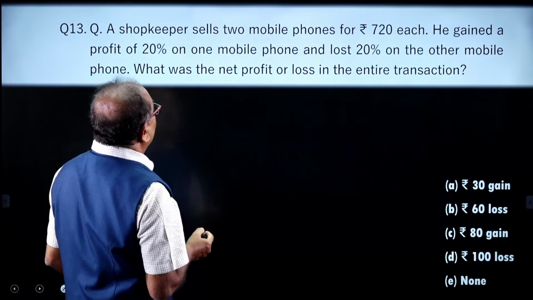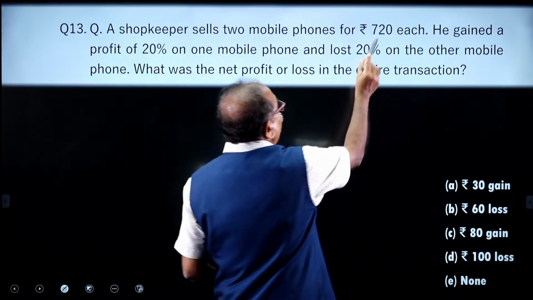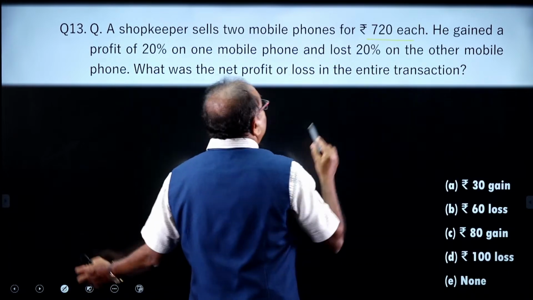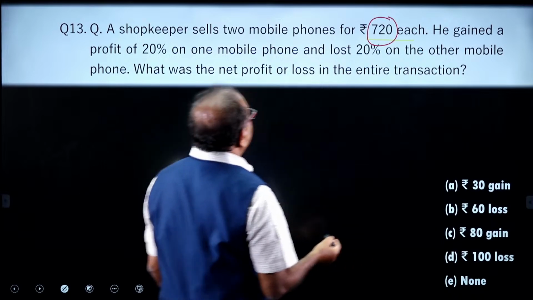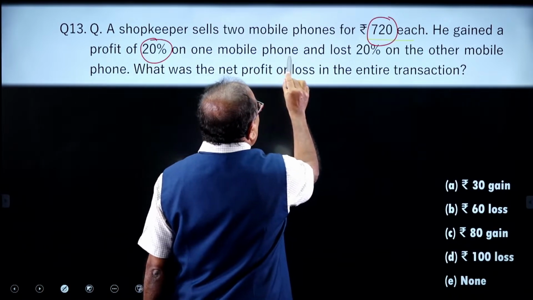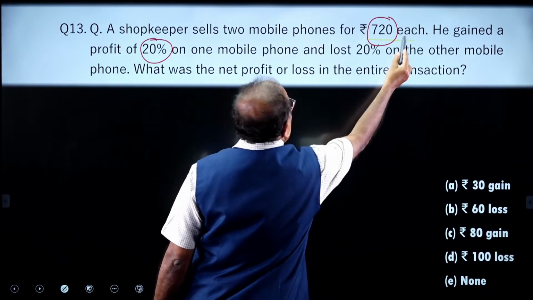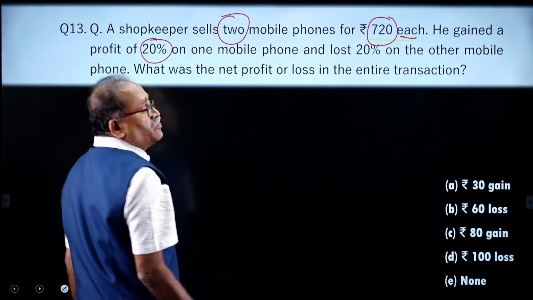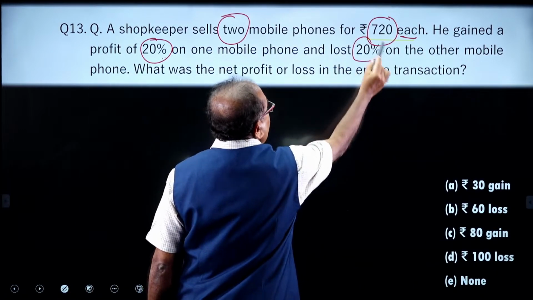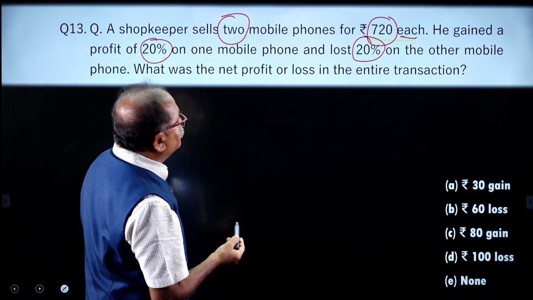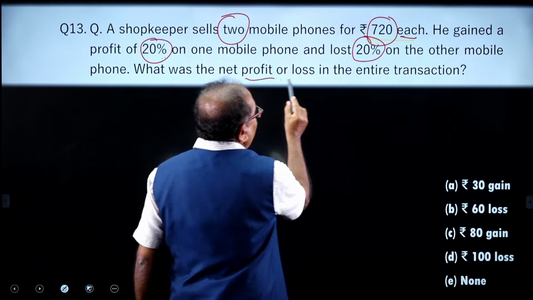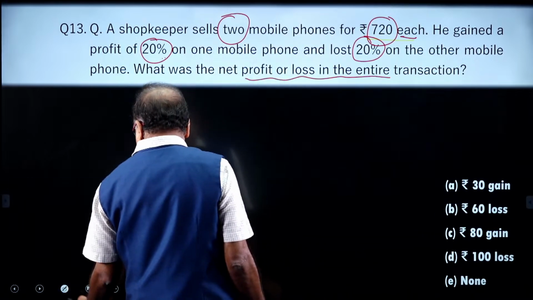Here it is: a shopkeeper sells a mobile phone for rupees 700 each, and gains 20% on one mobile phone. And each, that means two mobile phones are there. In one he gains 20%, in another he loses 20%. What was his profit or loss in the whole transaction? And I have these options.